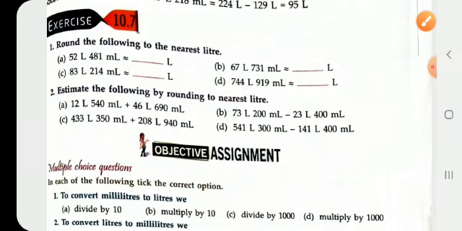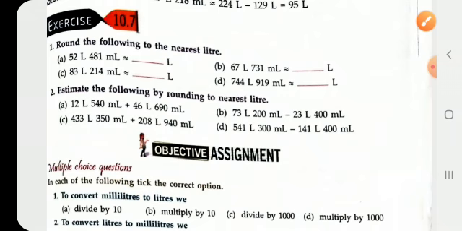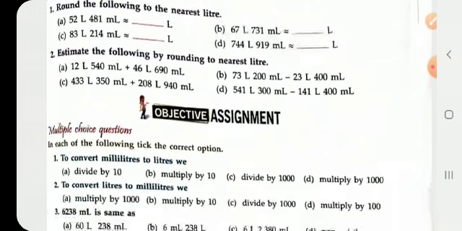In this way you can do all the sums, the sum number B, C and D. Now rounding off to the nearest liters, first you will add both the numbers, right, and then you will convert it into complete liters, and then round off the digits that come after the decimal point. So this is what we have to do in this sum. Do all the sums as per the instructions that are given in the class.